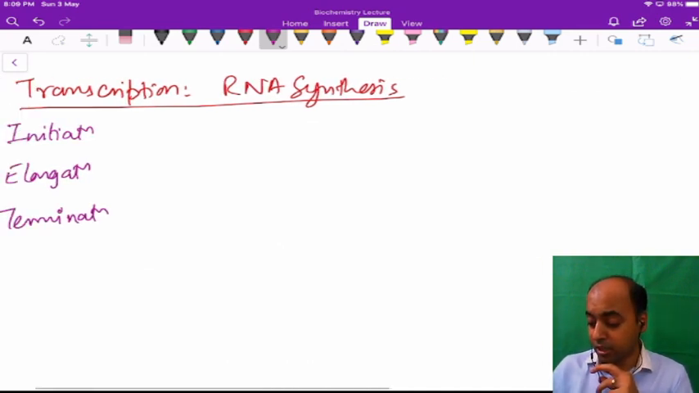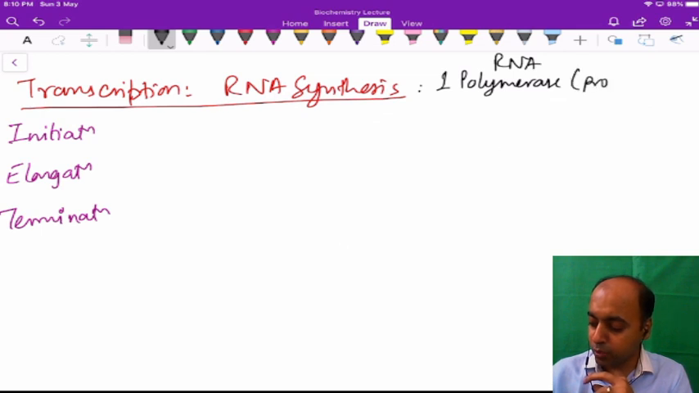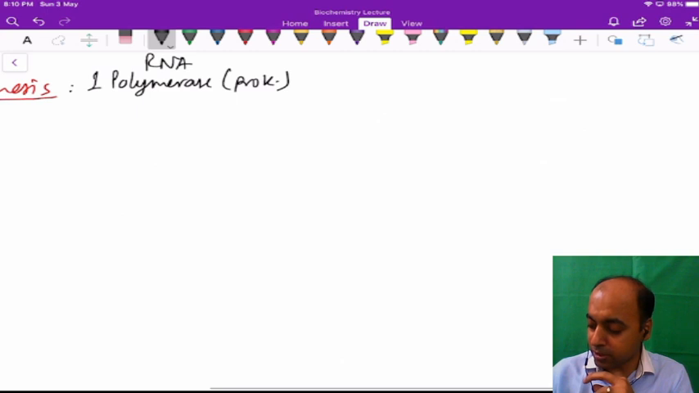Here I'll repeat again. Remember, in prokaryotes, we have one RNA polymerase, whereas in eukaryotes, we had mentioned the three RNA polymerases.